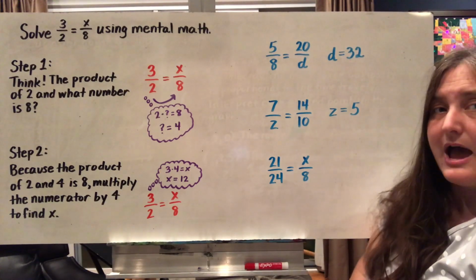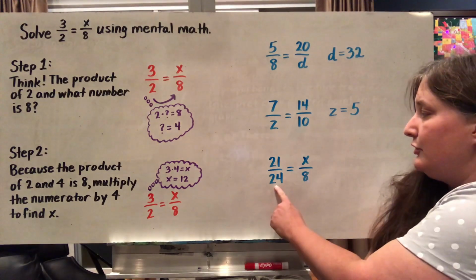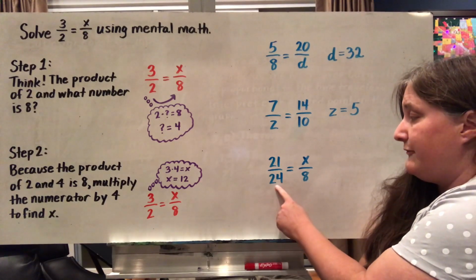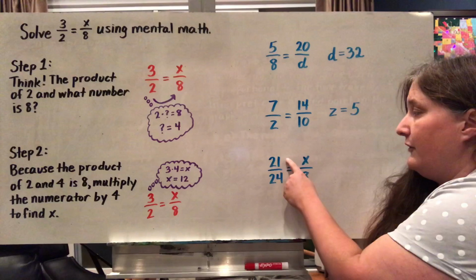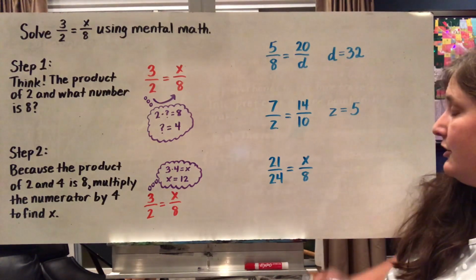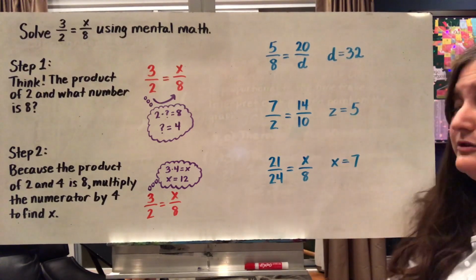On this one, I would actually have to divide or multiply by a fraction. 24 divided by 3 gives me 8, or 24 times 1/3 gives me 8. So if I'm thinking 21 divided by 3, or 21 times 1/3, is going to give me x, I get for x the value 7.